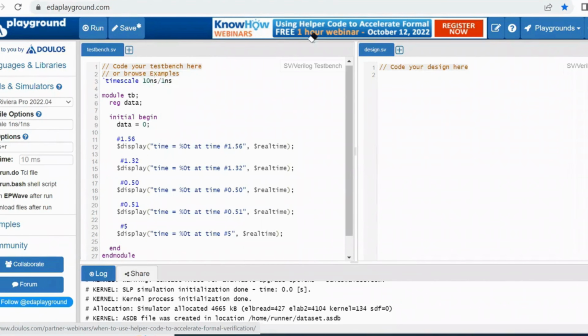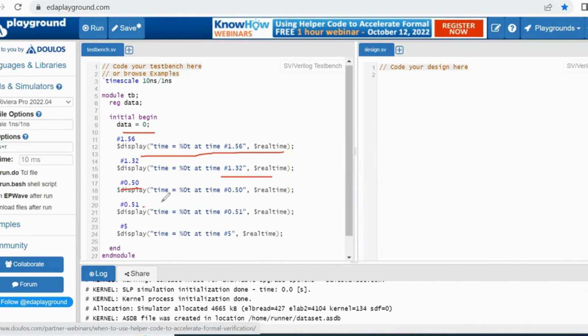Most of the students feel confusion here, but we'll discuss it very clearly. See here, I have taken some data initialized with 0. After a delay of 1.56 time units, a display statement is given, and at #1.32 another display statement is given. How much time are we noting down for the delay? Next, for #0.50, what is the delay?